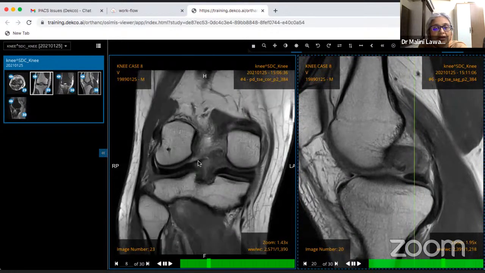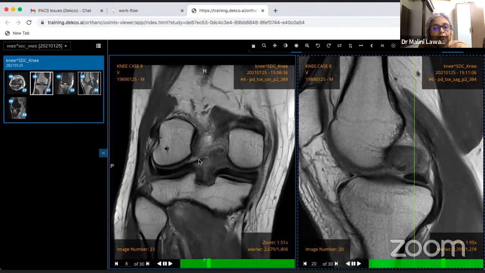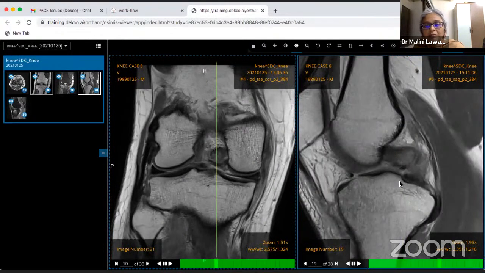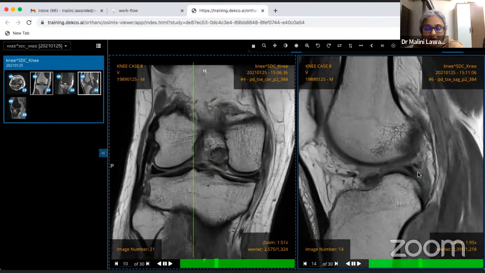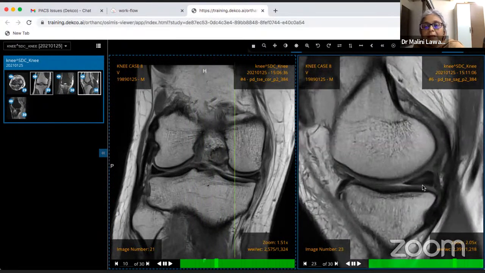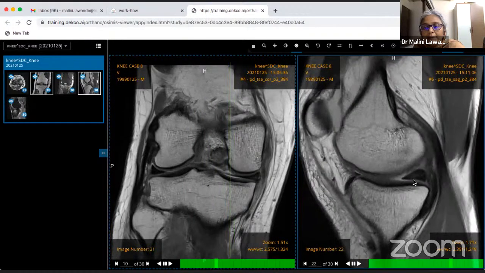Can you see the structure here? Going from the posterior horn of the lateral meniscus, a horizontal structure goes to the femoral condyle. So that's the ligament of Humphrey, the meniscofemoral ligament of Humphrey. So don't confuse this for a lateral meniscal tear. Don't confuse this for some loose body or something. Trace it.